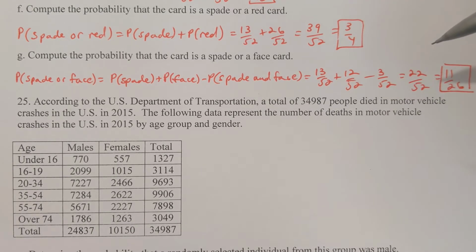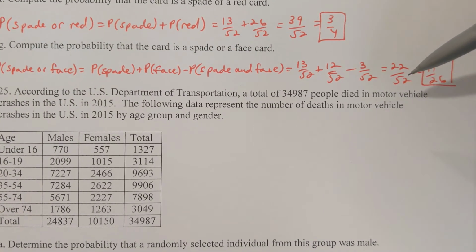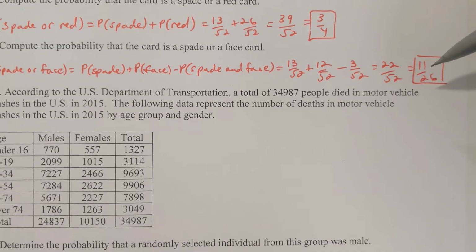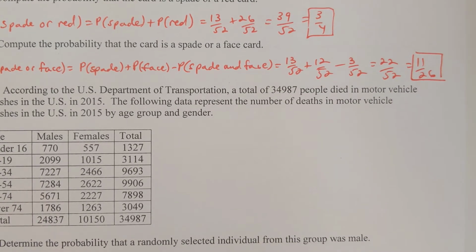When I add these together, 22 over 52 would be my answer, but that reduces down to 11 over 26. So 11 over 26 would be the answer.